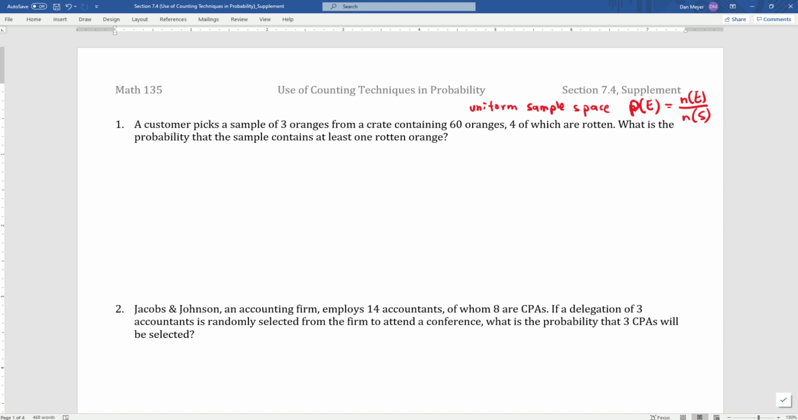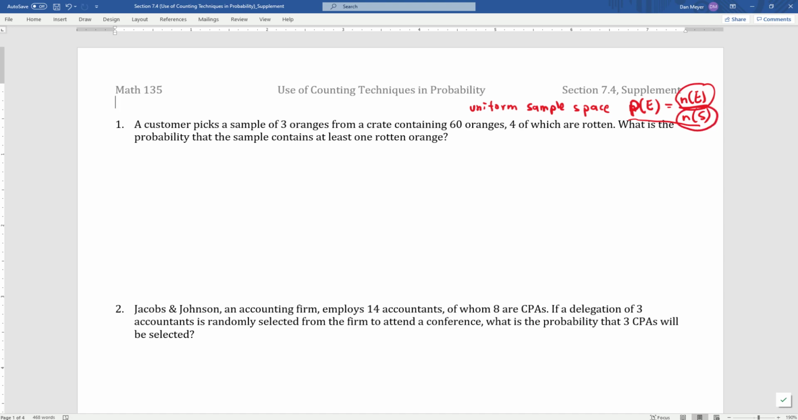So again, all of these examples are examples of uniform sample spaces. If I remember to, in the context of each example, we'll talk about how it's a uniform sample space, and we're going to be using the basic probability formula here. That's the key to doing all these problems. And so we're primarily going to be focused on these counting problems.